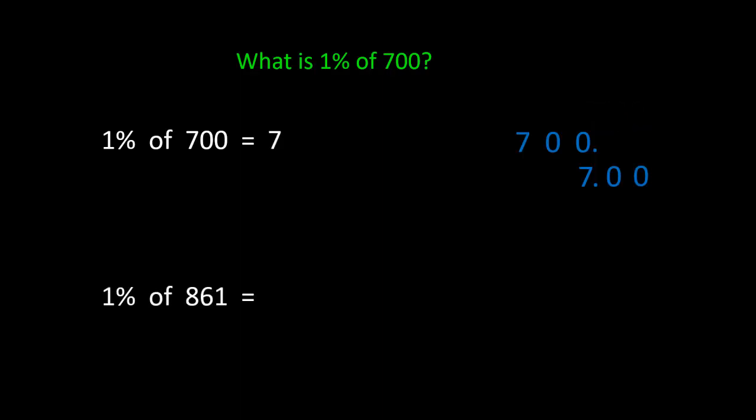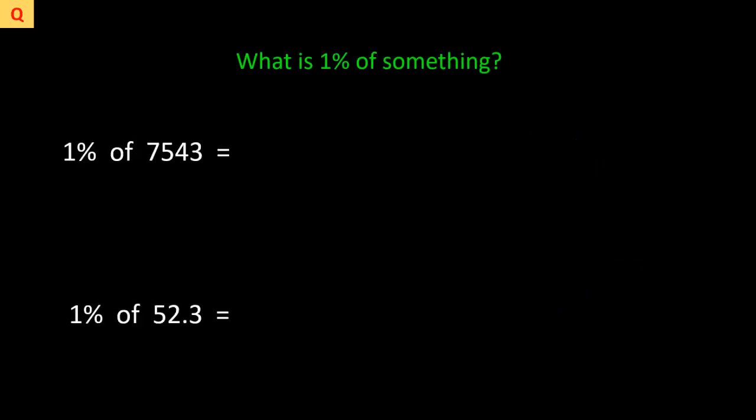What about 1% of 861? Okay, everything to the right 2 places. 8 moves across 2, so does the 6, so does the 1, and 1% of 861 is 8.61. Okay, 2 for you to have a go at. Press pause, press play for the answer.